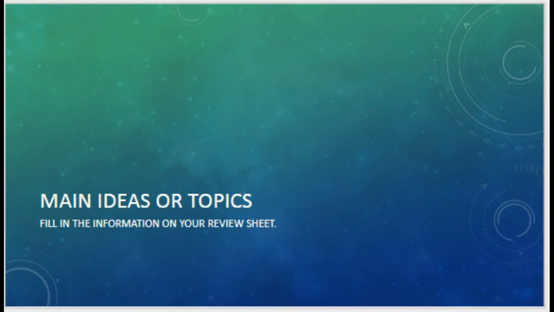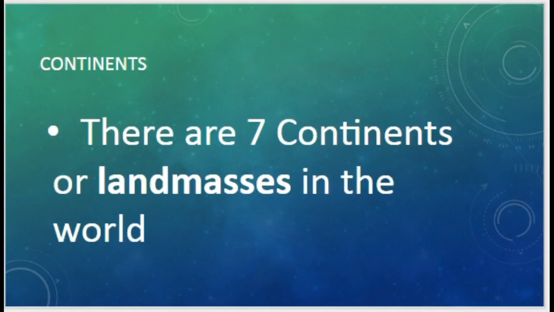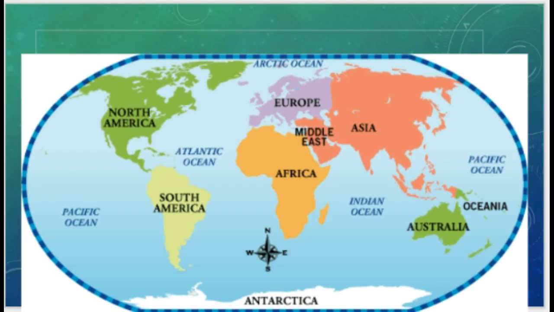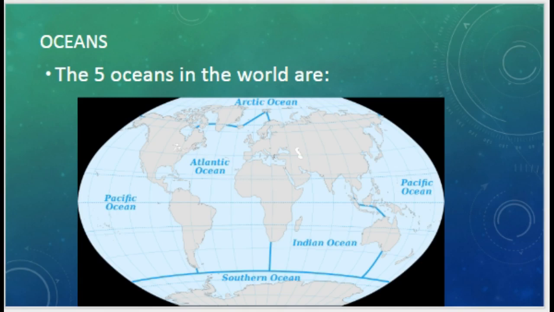So the main ideas or topics that we're going to explore in this: the 7 continents or land masses in the world. You know these as North America, South America, Africa, the Middle East, Europe, Asia, Australia, Oceania, and Antarctica. The 5 oceans: Arctic Ocean, Pacific Ocean, Atlantic Ocean, the Indian Ocean, and the Southern Ocean.